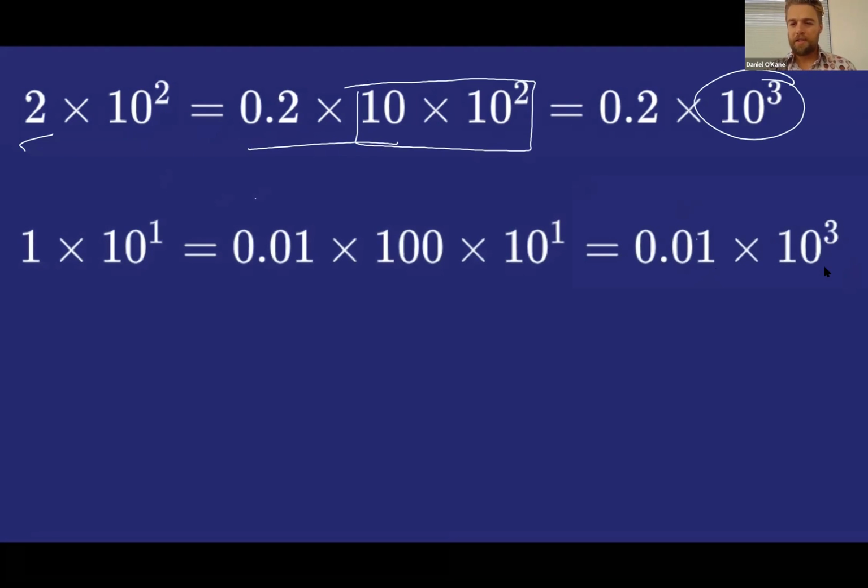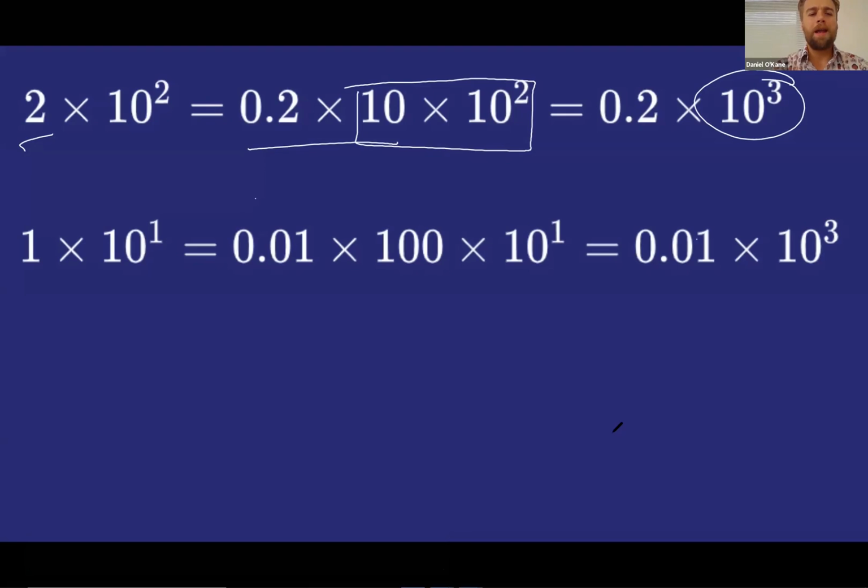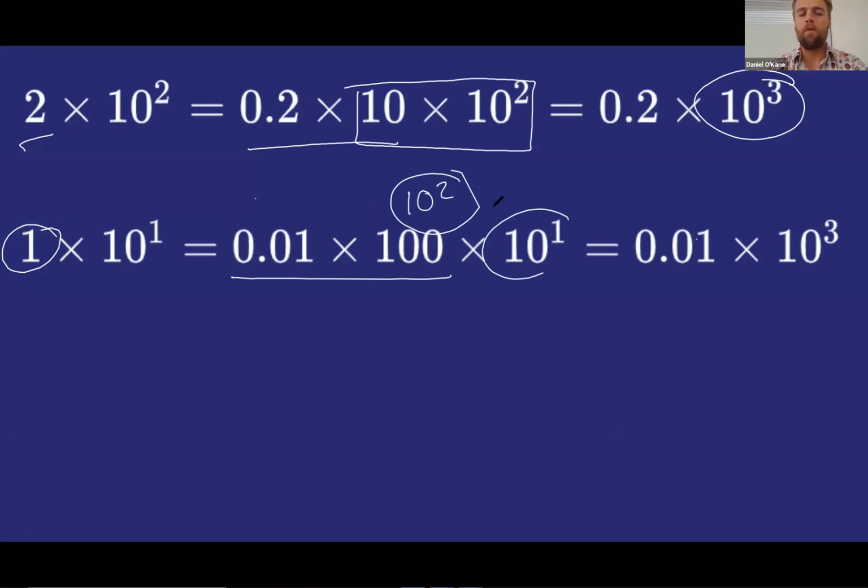Now looking at this next number, 1 times 10 to the power of 1, if I annotate on this, so 1 I can write as 0.01 times 100. And the reason why I'm doing that is I now want to multiply 10, which is 10 to the power of 2, by 10 to the power of 1. And the multiplication law that I showed you before is going to create 10 to the power of 3.